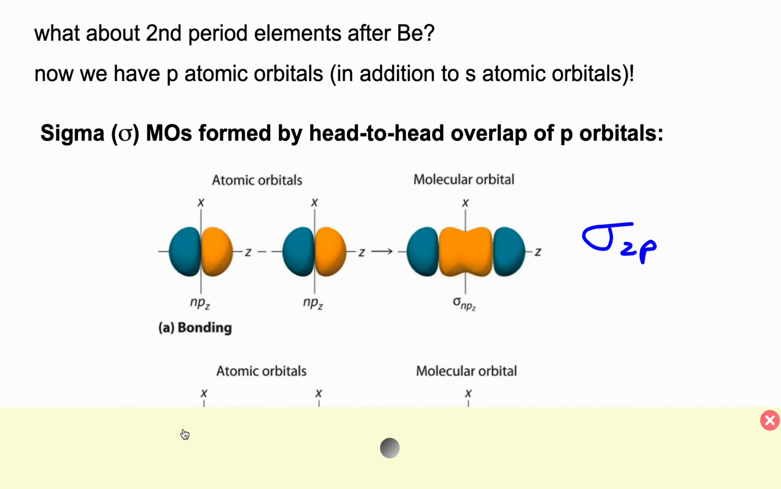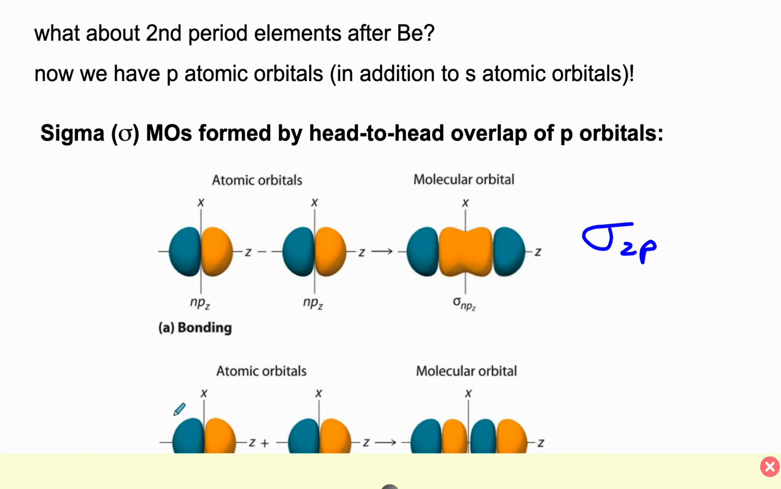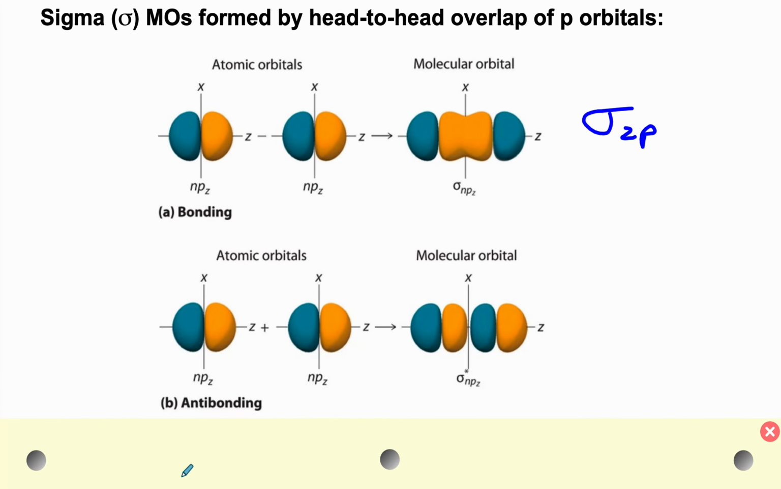On the other hand, we could combine them in a negative fashion, that is, by subtracting them. That would result in the situation shown in the bottom right, in which now there is a nodal plane between the 2 nuclei. That results in decreased electron density between the 2 nuclei. That would be an antibonding molecular orbital, and we're going to call that the sigma star 2p antibonding molecular orbital.